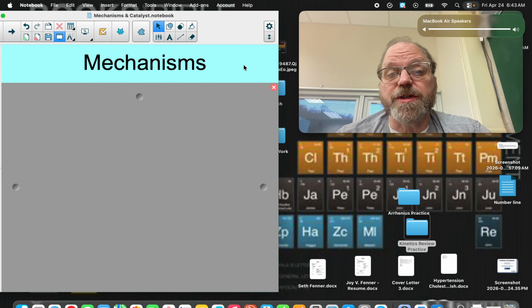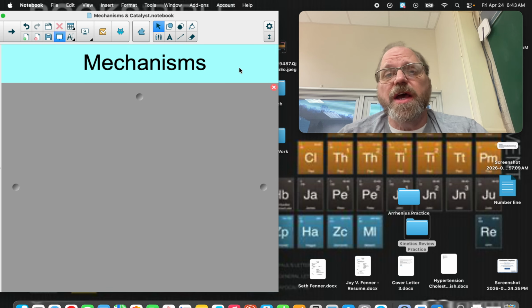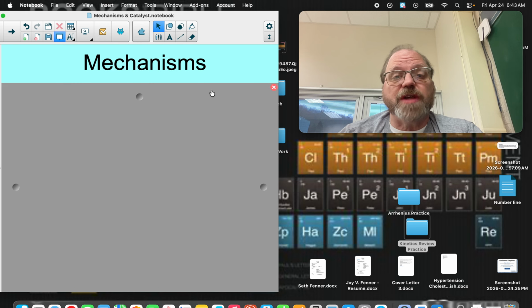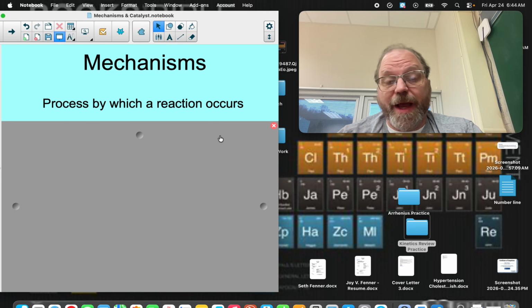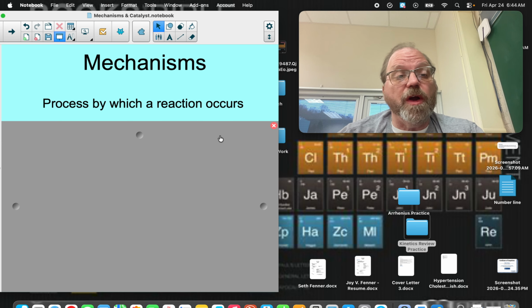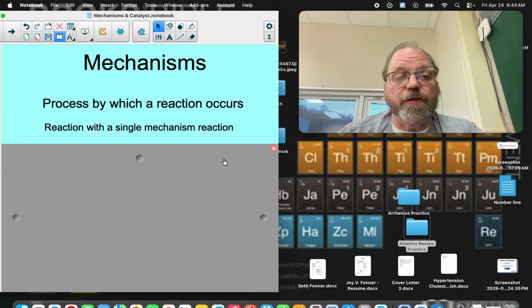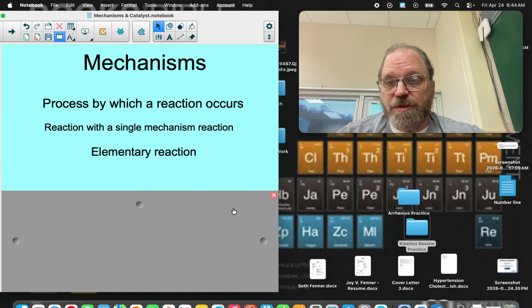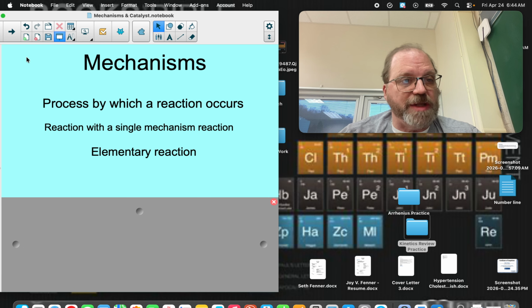Advanced Chemistry, Chemistry 2. Today we're looking at mechanisms, the process of catalysts, in order to make chemical reactions take place. Now, the definition of mechanisms is a process by which a reaction takes place. Now, there are what we call single mechanism reactions. We refer to these as elementary reactions, the simplest forms. They're single processes, not multiple steps.